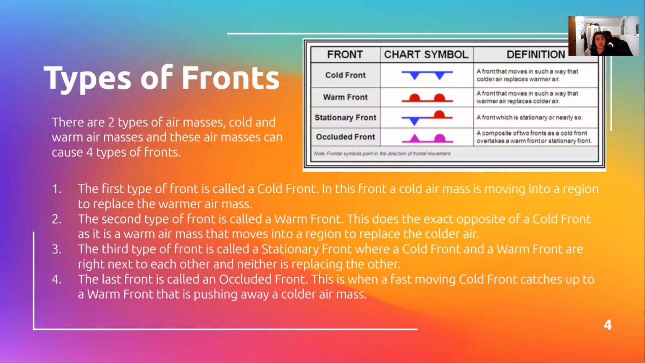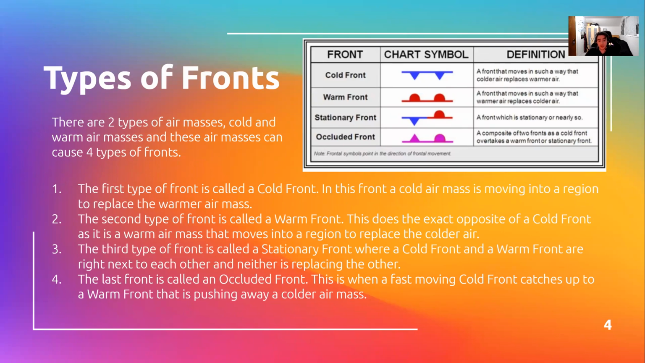Some types of fronts. There are two types of air masses, cold and warm air masses, and these air masses can cause four types of fronts. The first type of front is called a cold front. In this front, a cold air mass is moving to a region to replace the warmer air mass. The second type of front is called a warm front. This does the exact opposite of a cold front, as it is a warm air mass that moves into a region to replace the colder air.